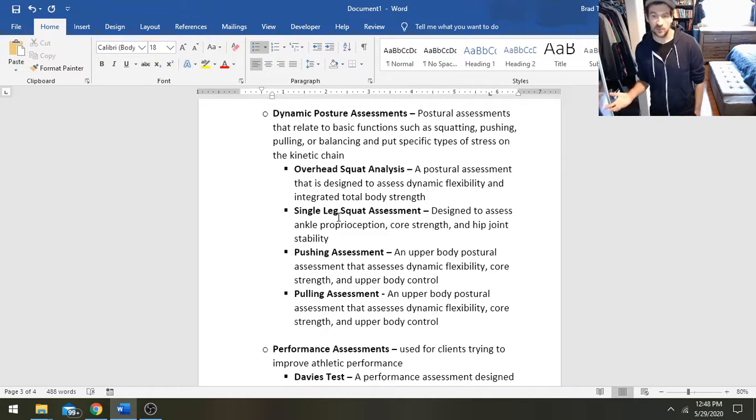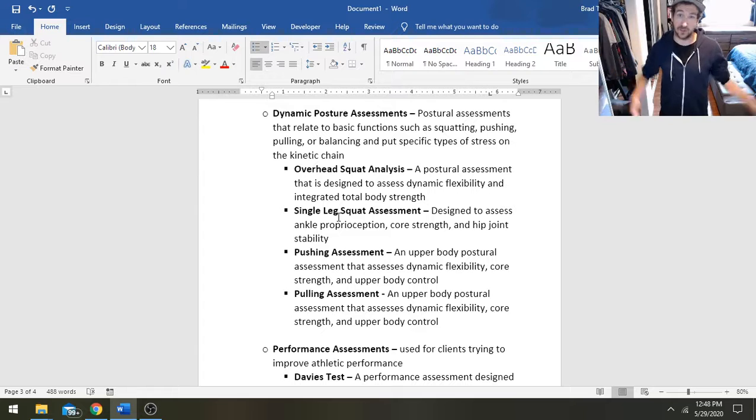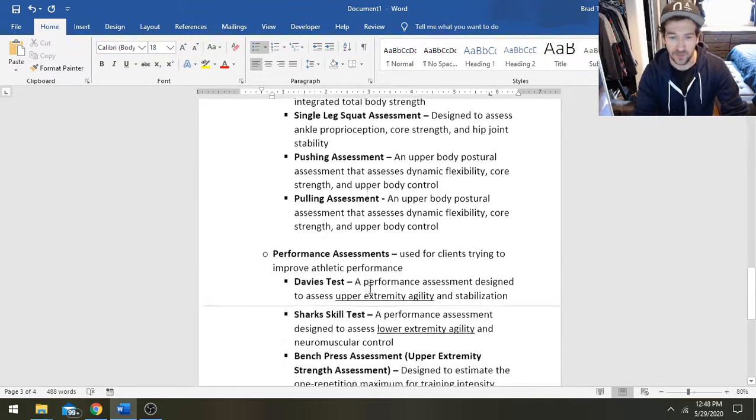Your pushing assessment is an upper body assessment that assesses dynamic flexibility, core strength, and upper body control. And then the same thing is true for your pulling assessment. This one you are only going to observe from a lateral view, and you are going to look to see if they have a low back arching. Their core is supposed to stabilize while they're doing a pushing or pulling motion. If it doesn't, that results in an arching motion. Or you're going to look to see if they have elevating shoulders or a forward head posture. And again, we'll look at those in just a minute.